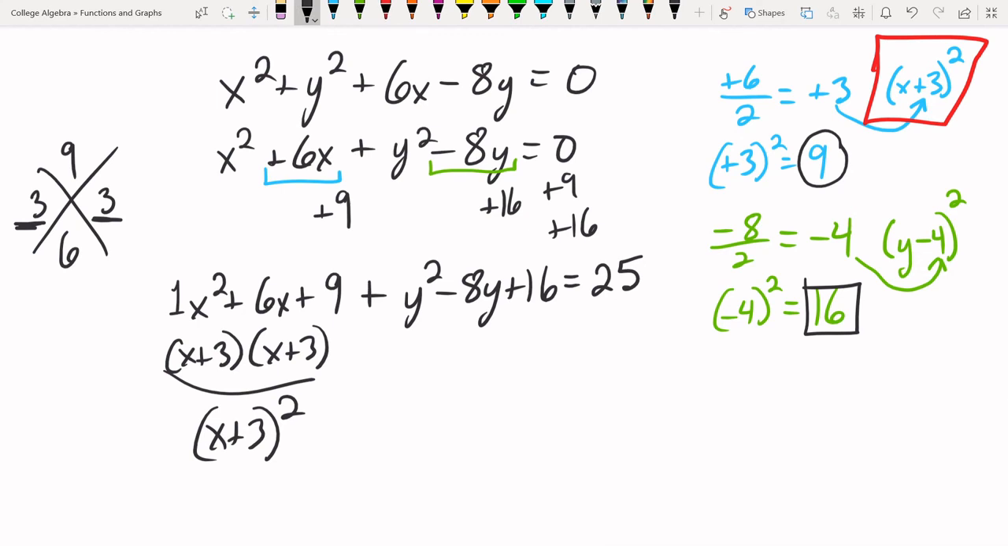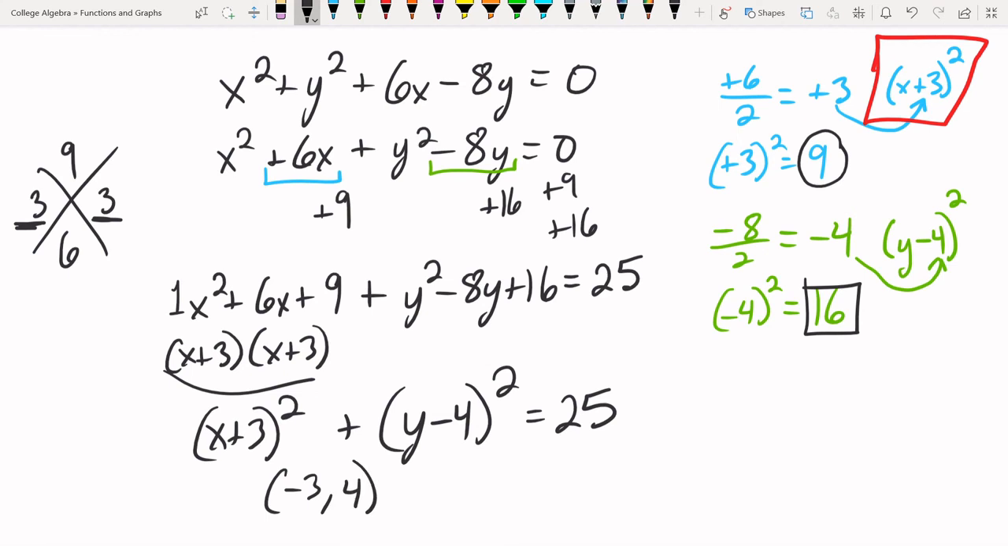So for the y, we're just going to take it by faith. y minus 4 squared equals 25. The center is at negative 3, 4, because it's going to be x minus h. So h must be negative 3 to get x plus 3. And then y minus k is 4. And the radius, you can say the center. The radius is the square root of 25, which is 5.